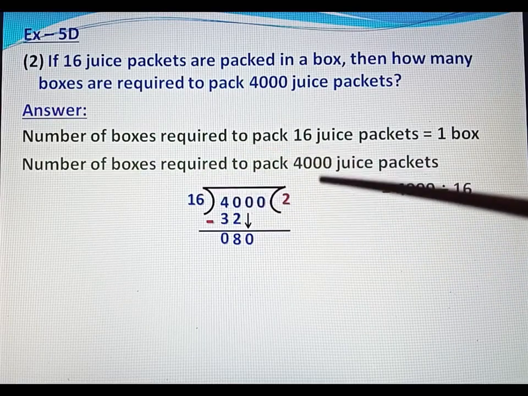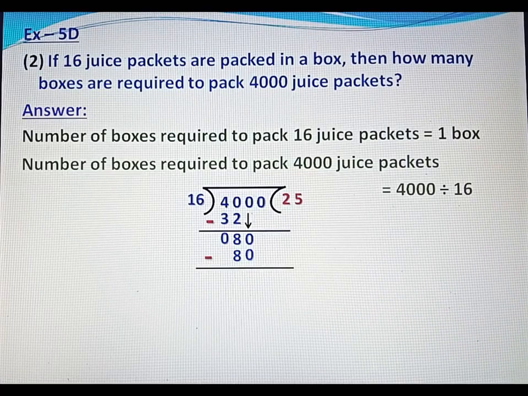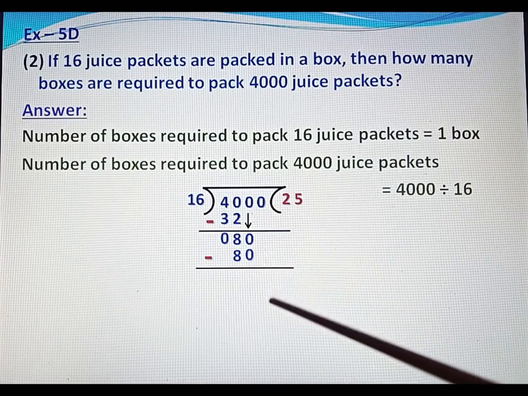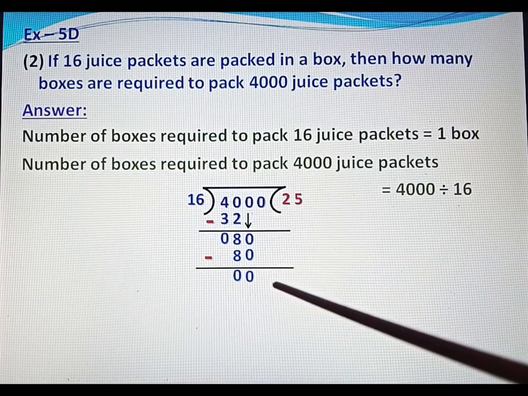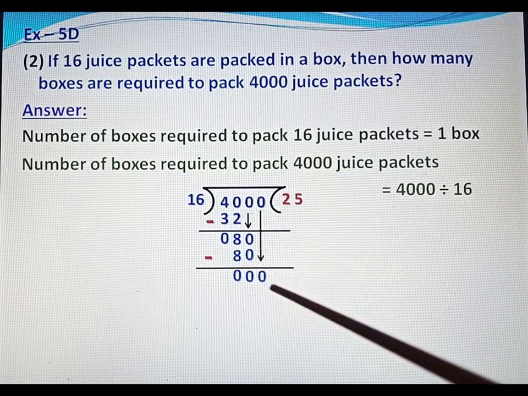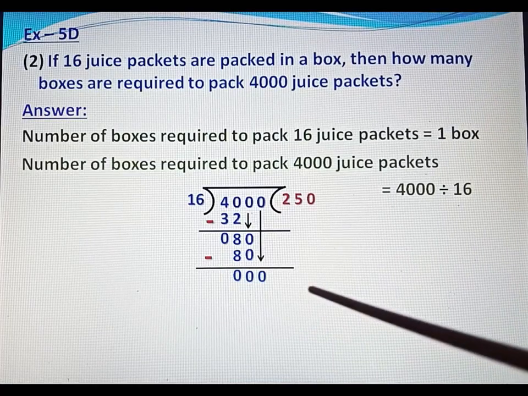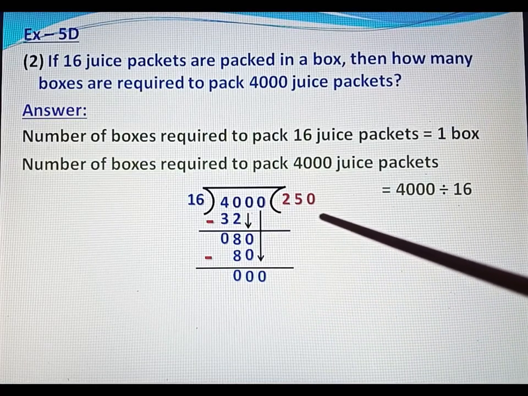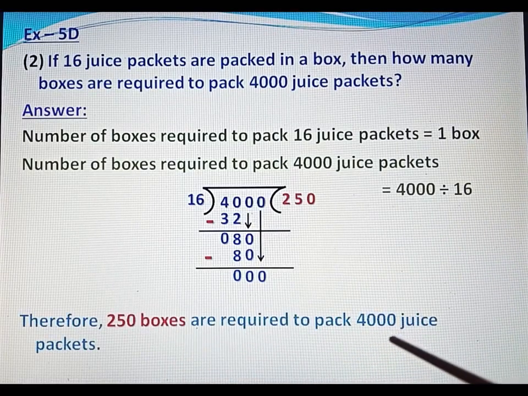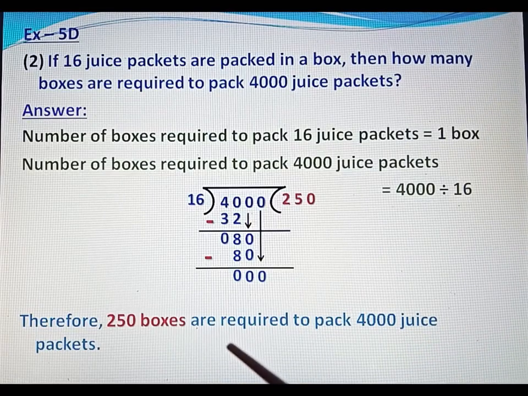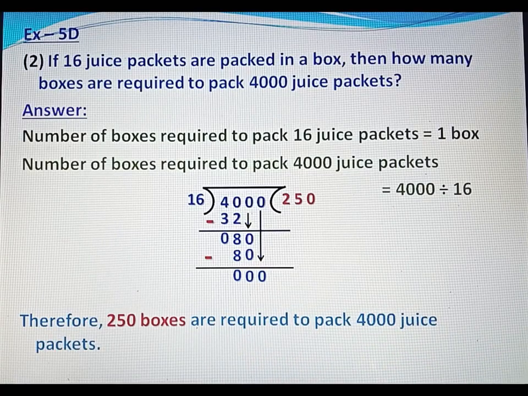So that is 16 multiply 5. 16 fives are 80, and then we will do subtraction. You can easily subtract. 0 minus 0 is 0, 8 minus 8 is 0. Now we will take the next number, that is 0. Right here 0. So we will put 0 in the quotient also, hence remainder is 0 and quotient is 250. Therefore 250 boxes are required to pack 4,000 juice packets. How many boxes do you need? We need 250 boxes to pack 4,000 juice packets.